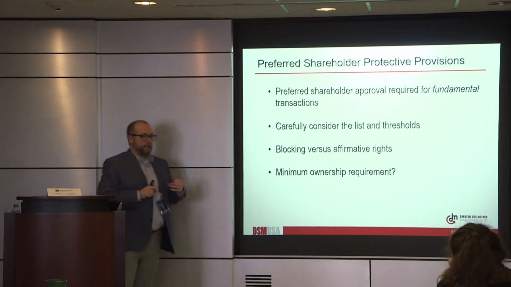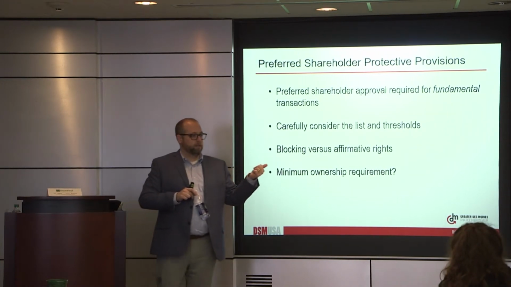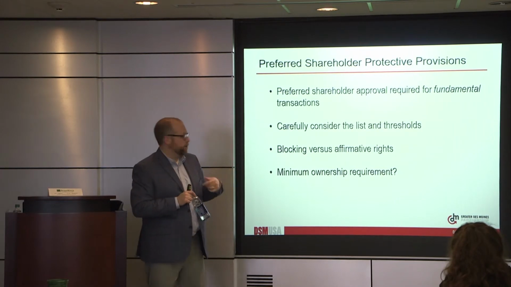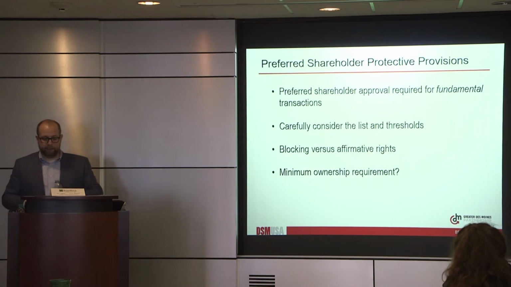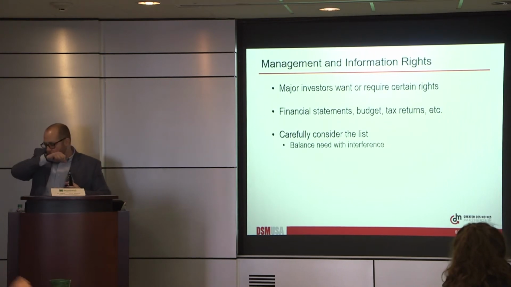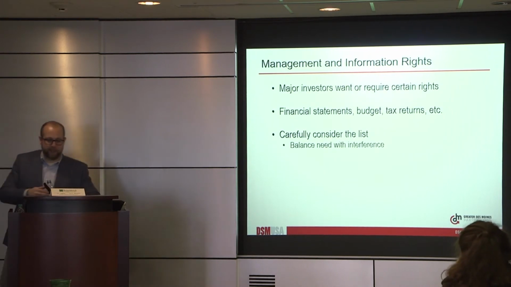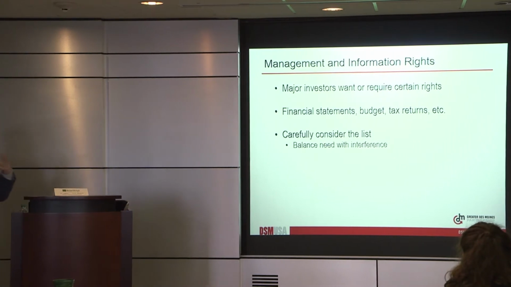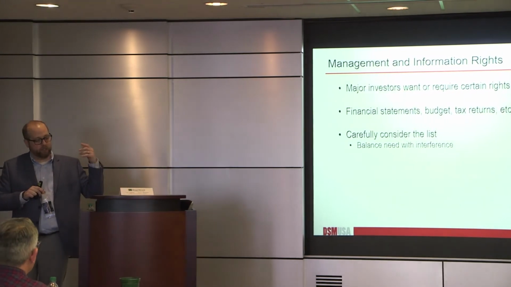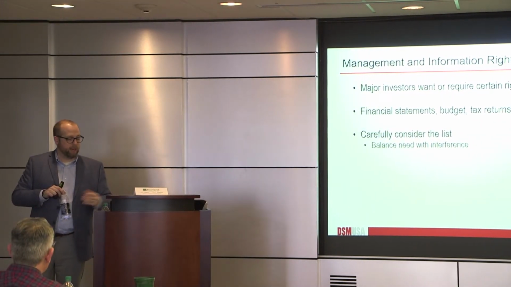The others are affirmative rights, the preemptive rights that we talked about, participation in future rounds, and those kinds of things. They want to have budget rights, visibility of tax returns, financial statements, those kinds of things.